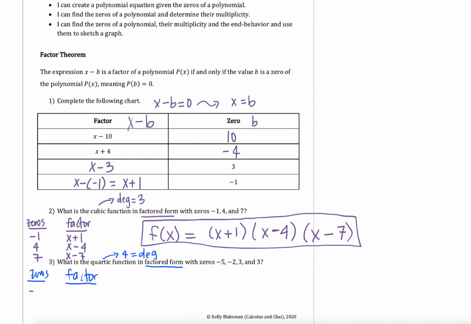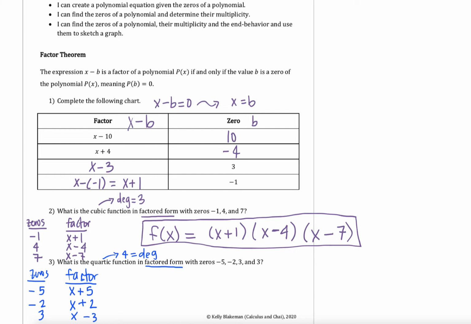So for our zeros, we have -5, -2, and 3. We do have 3 twice, but it's going to create the same factor each time. So for -5 as my 0, my factor would be x minus a -5, which I could simplify as x plus 5. For -2, my corresponding factor would be x minus a -2, which simplifies down to be x plus 2. And for my last 0 of 3, my corresponding factor would be x minus 3.